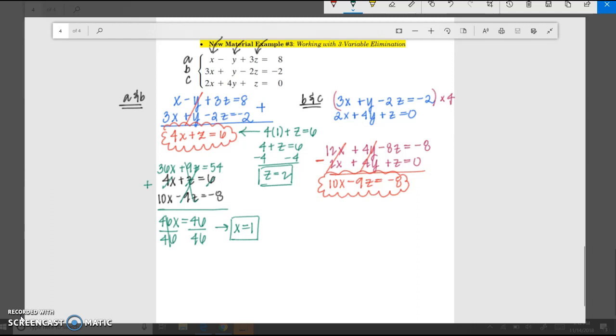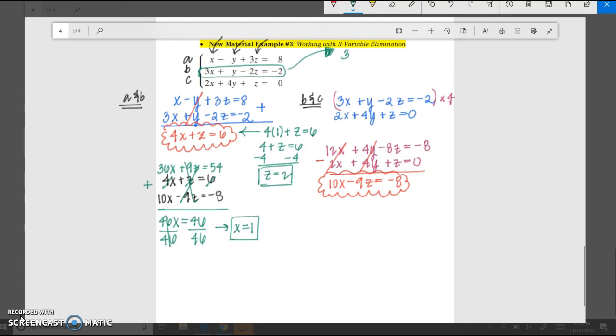Very last thing I need to do is to solve for y, and I can just pick any one of my original equations to plug back into. I think I prefer B because once again, I just have that one y in there, so it's going to be easy to get by itself. So let's go ahead and plug in our x and our z values.